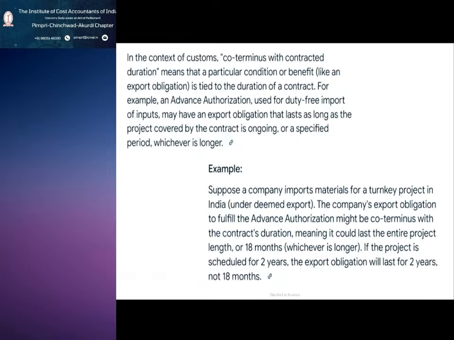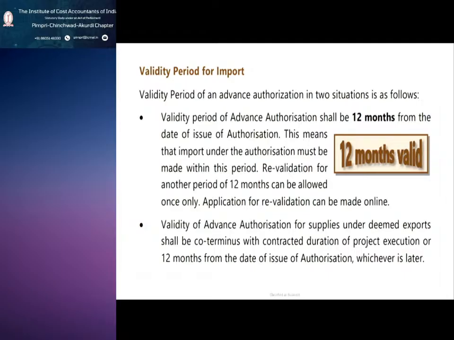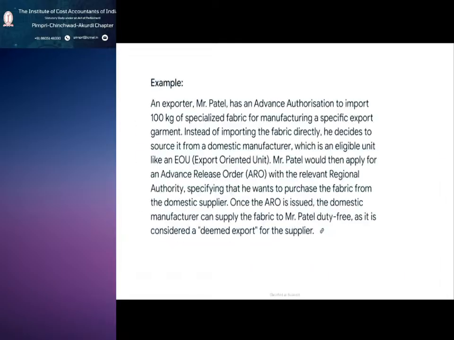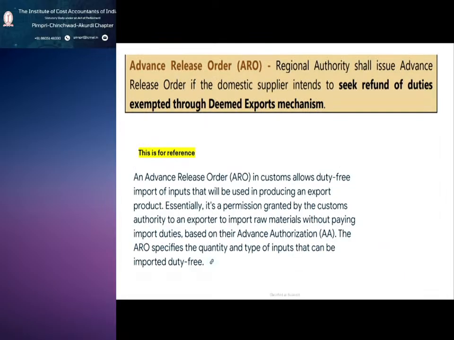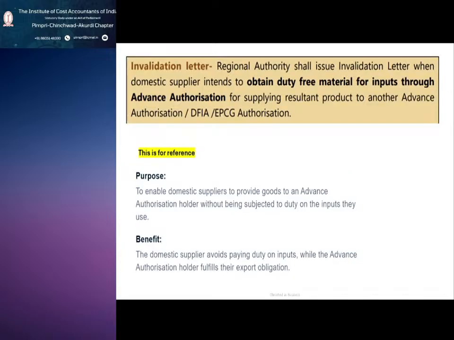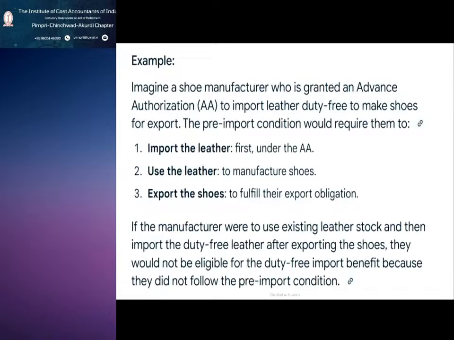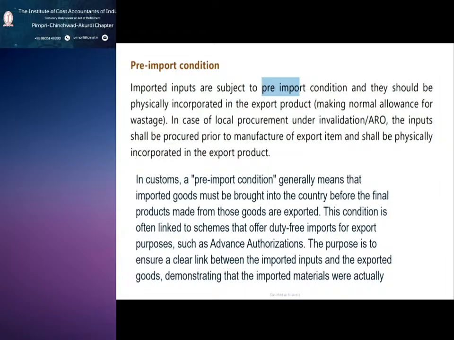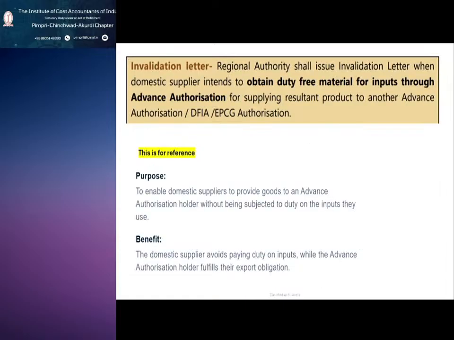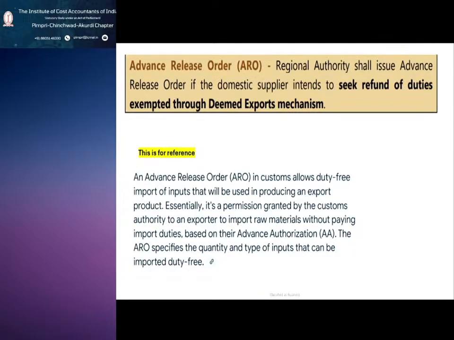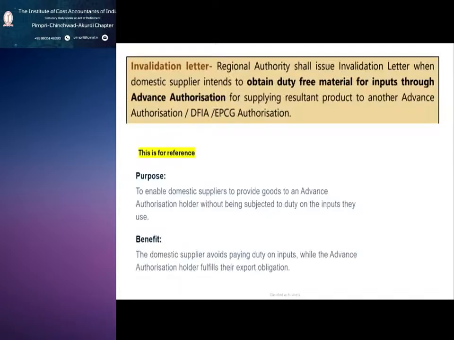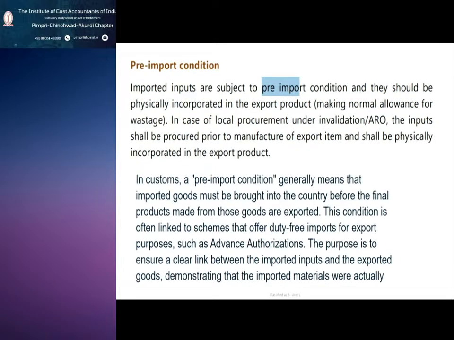Because like eligibility, the question may come for the validity period, and in MCQ types or even in the 7 marks, they may also ask what is an invalidation letter and advance release order. So these types, if you see, are very easy and simple. That's why don't miss any of the points.